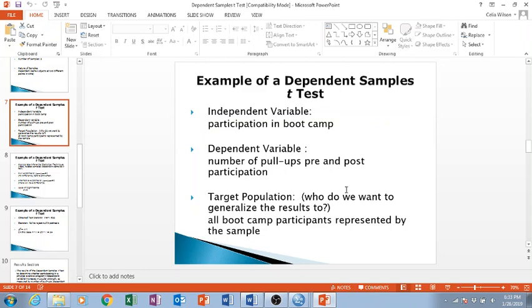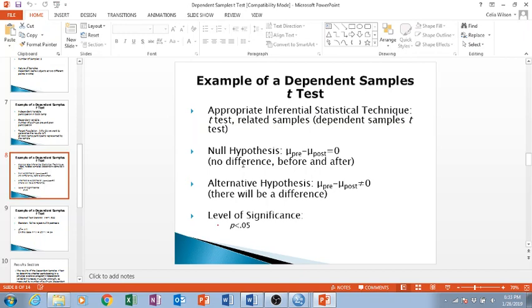And then our target population, who do we want to generalize these results to? All boot camp participants represented by the sample. So going through the process that we have started with the z-test and the single sample t-test, the null hypothesis in this case looks a tiny bit different in that we are hypothesizing that the difference pre and post test is equal to 0. All right, so we're saying it makes no difference whether you participated in the boot camp, right?